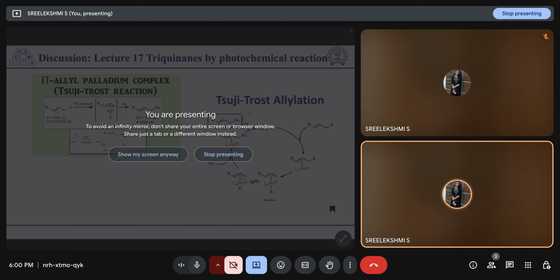So what is happening first, this allyl halide will undergo oxidative addition, or this palladium can coordinate with this allylic group to get this compound, and this X will leave and it will undergo oxidative addition on this palladium to get this compound. Then again this palladium can either come to this position or this position, and depending on that, in the other position nucleophile will be attacking to get this compound. So this is known as Tsuji-Trost allylation.